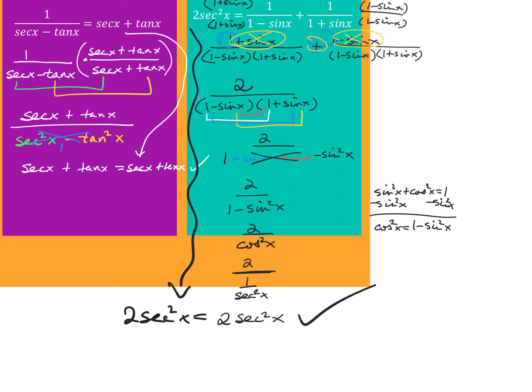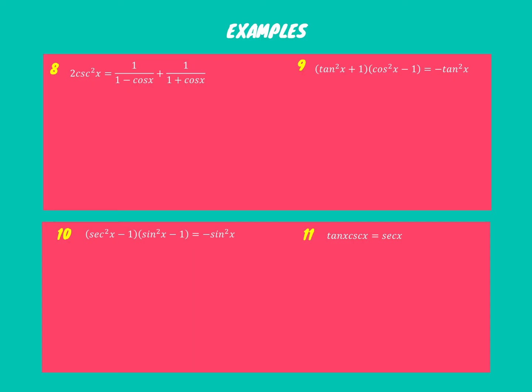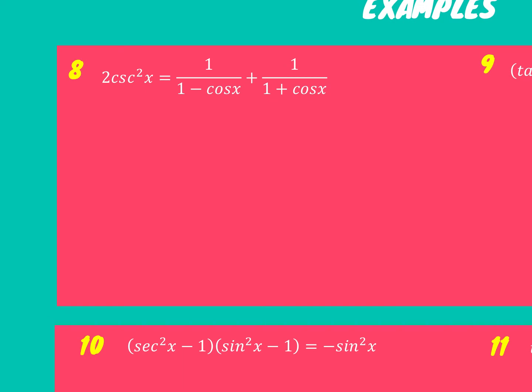It verifies. All of these problems will simplify. They will all verify. Again, it's just going to be trial and error. Let's try number 8. Number 8 is the same thing, except for its cosine. So let's try 8. Number 8, I'm going to do the same thing. I'm going to find a common denominator. It's going to be both 1 minus cosine x and 1 plus cosine x.